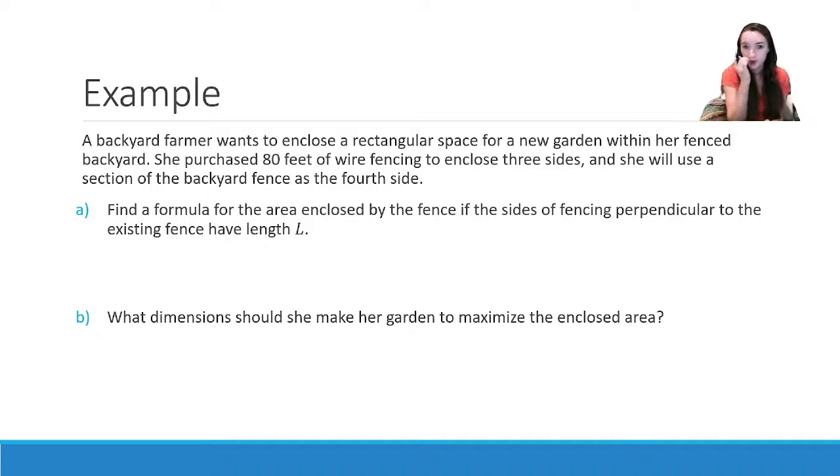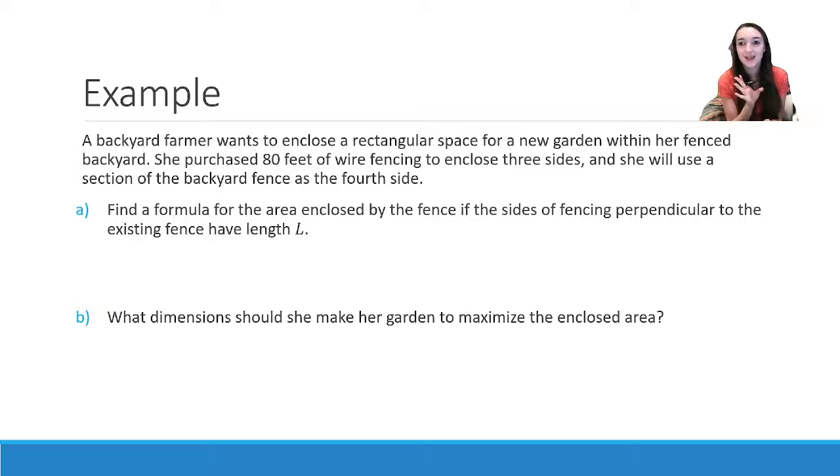So a backyard farmer wants to enclose a rectangular space for a new garden within her fenced backyard. She purchased 80 feet of wire fencing to enclose 3 sides, and she will use a section of the backyard fence as the 4th side. So our goal is to find a formula for the area enclosed by the fence if the sides of fencing perpendicular to the existing fence have length L. And then what dimension should she make her garden to maximize the enclosed area? So you're going to see a lot of max and min type questions now.